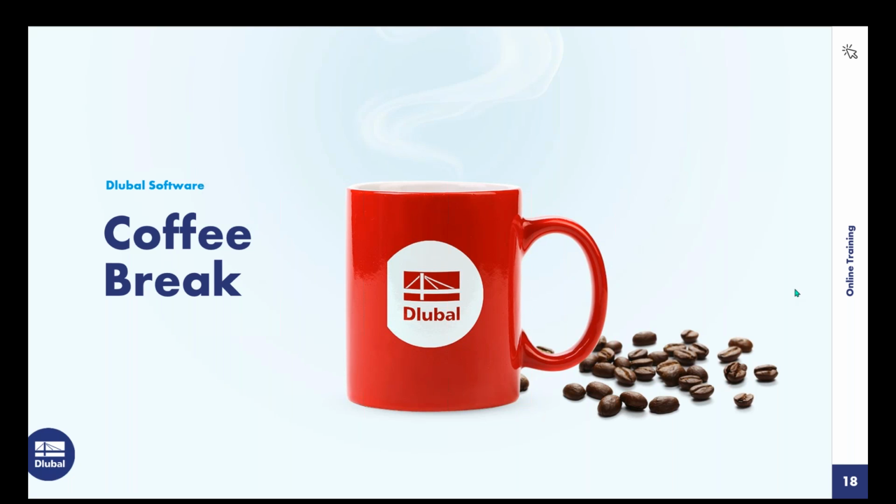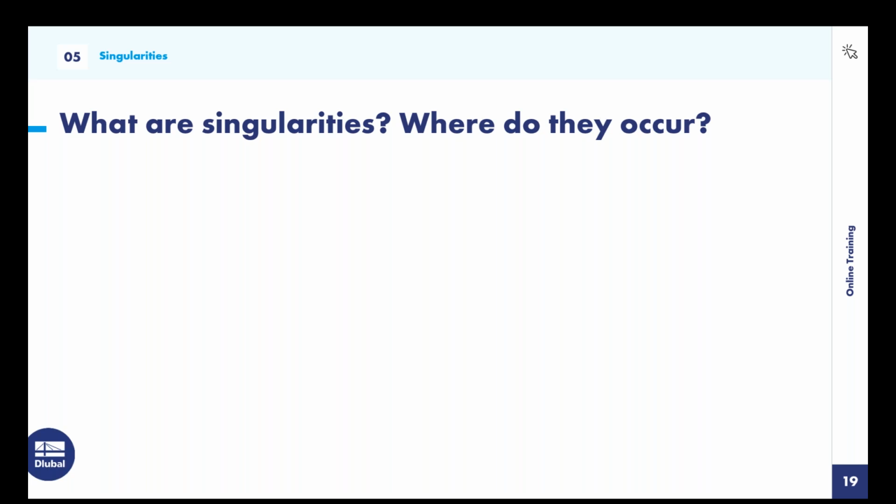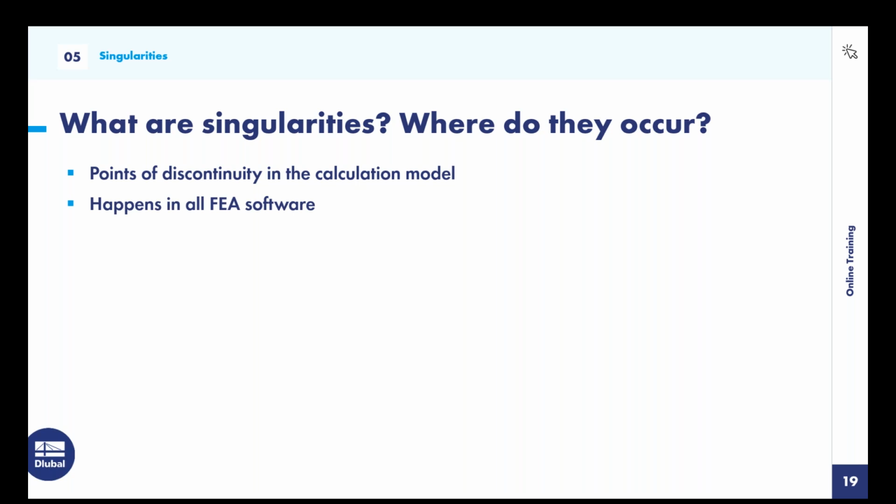All right, so let's resume. So next topic are singularities. So what are singularities and where do they occur? Singularities are points of discontinuity in the calculation model, and this happens in all FEA software. And this is where the results are not accurate and can't be trusted with singularities.